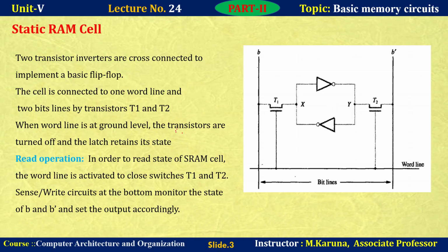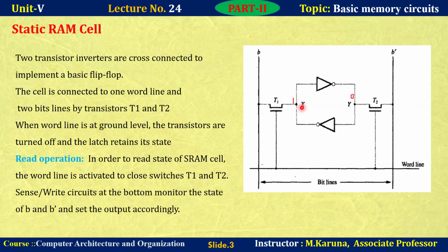For example, if the logic value at X is 1 and Y is 0, because the input of the inverter gate is 1, then the output of the inverter gate is 0. Then again this 0 is fed to the second inverter, and the output of this second inverter becomes 1. So this state is maintained as long as the signal on the word line is at ground level.